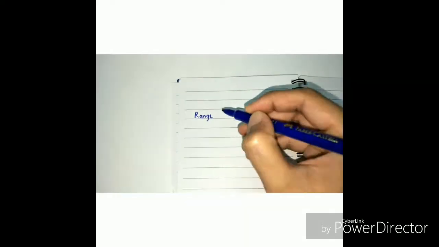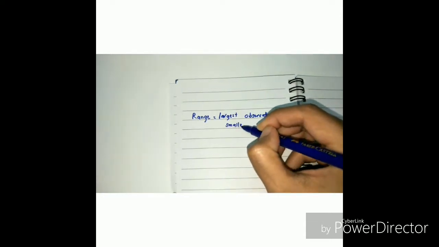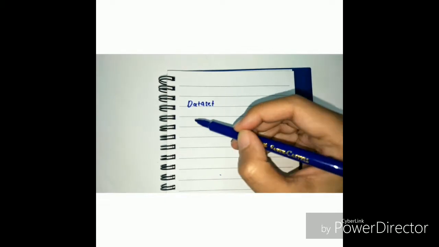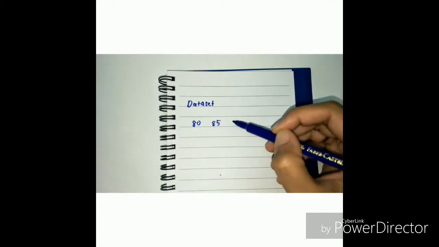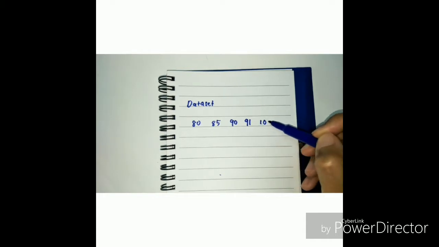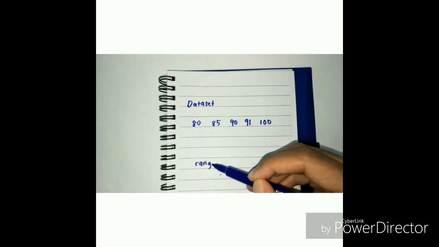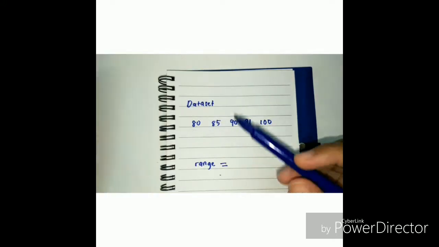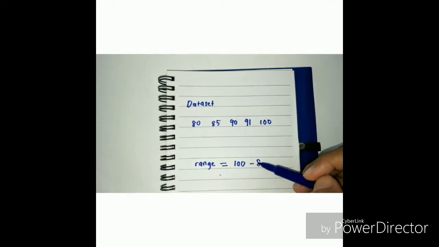How to calculate range? Range is the largest observation minus the smallest observation. Now, let's try to calculate range. Remember, the formula to calculate range is the largest value minus the smallest value. So, 100 minus 80 equals 20.